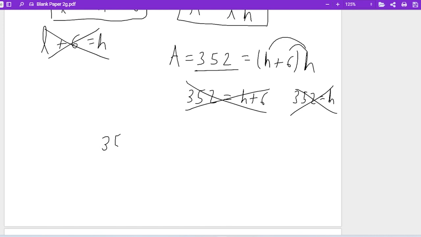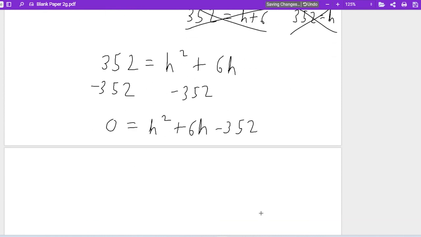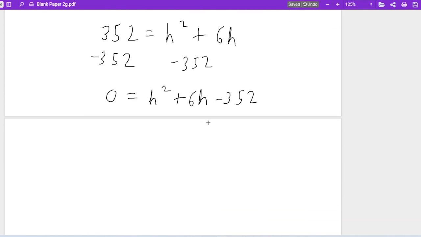The left side I'm not touching, it's 352. On the right side, I have h squared plus 6h. Now, this is still not great. I need to move over the 352 to the other side, so it's equal to 0. And when we do that, I get 0 equals h squared plus 6h minus 352. And now you can probably factor this. However, this seems a little ridiculous to find the factors of 352.